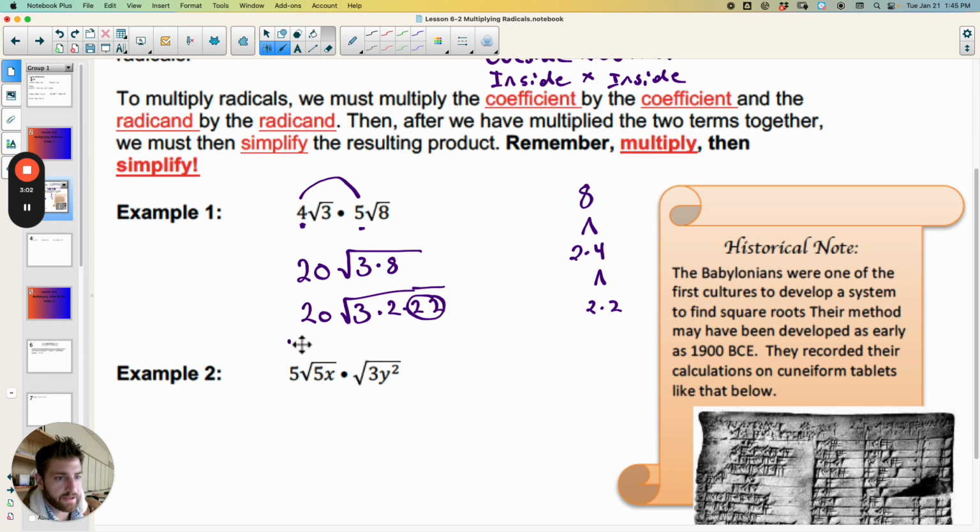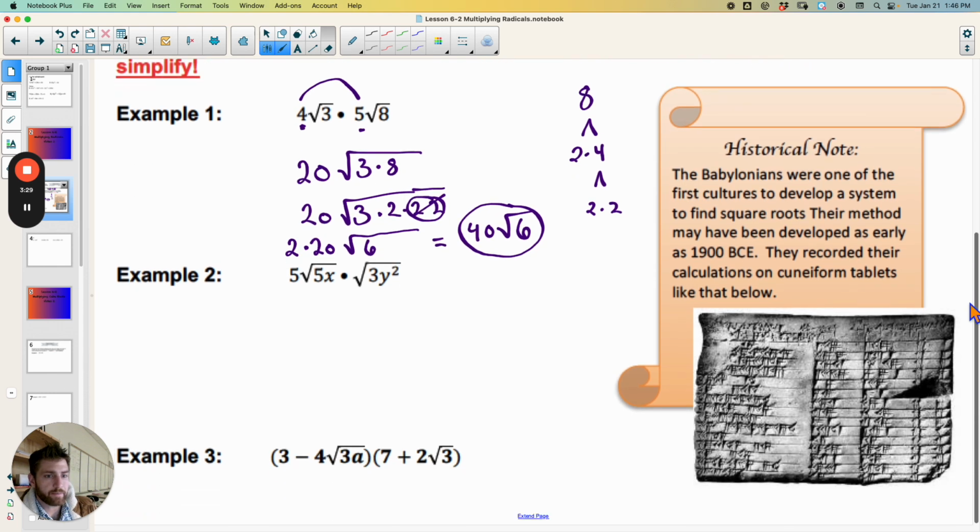So that'll be the same as 2 times 20 on the root of... Now, the 2 I've already taken out, so what's left is 3 times 2, which is 6. And then the last thing is I need to multiply the outside. So 2 times 20 is going to be 40, and then that'll be on the root of 6. So that is your final answer, and 6 cannot be broken down anymore. Let's look at another example.